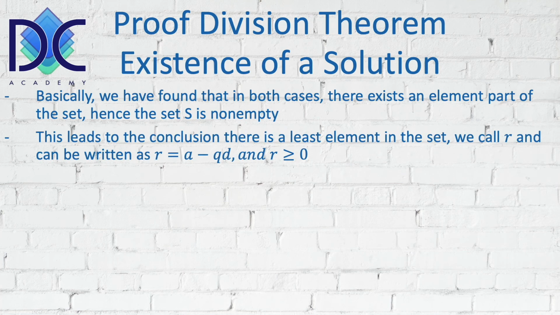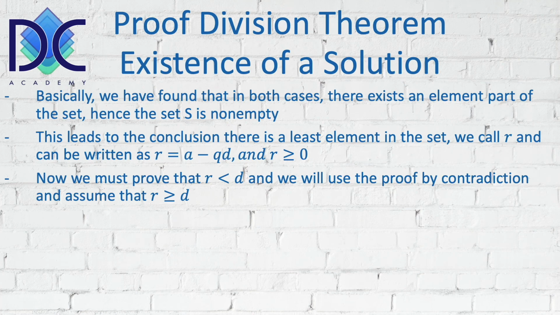We can say the set contains an element. We have the element R, the remainder, which is A minus Q times D, and R is larger than or equal to 0. So we know when D divides A, the remainder will be equal to 0. So the lowest number that the remainder can have, since it's non-negative, is in fact 0.